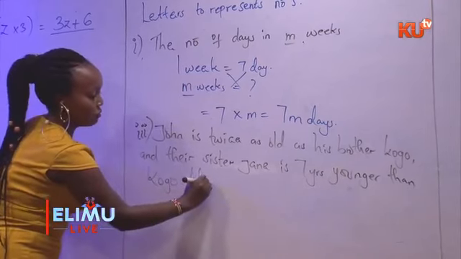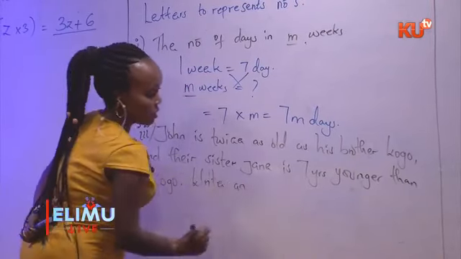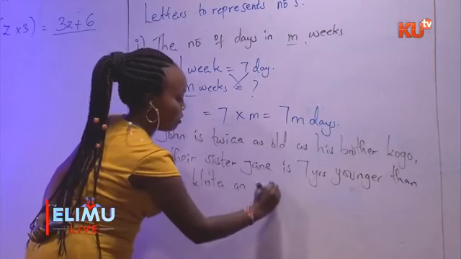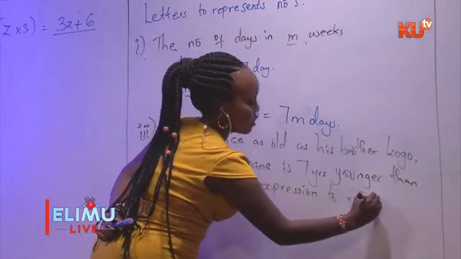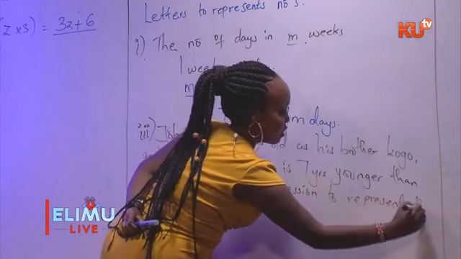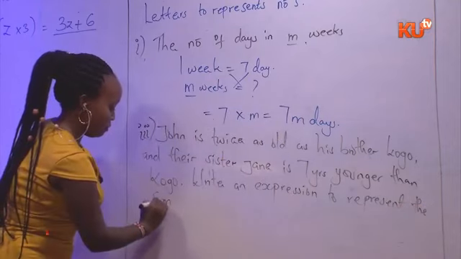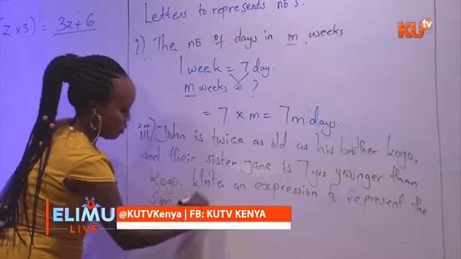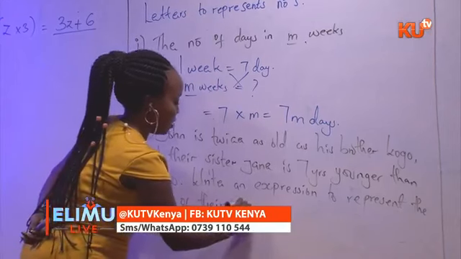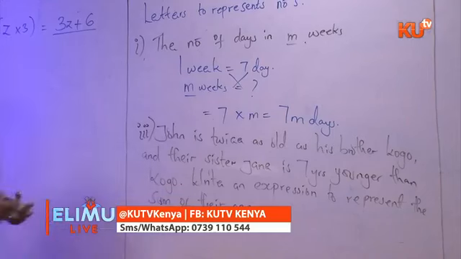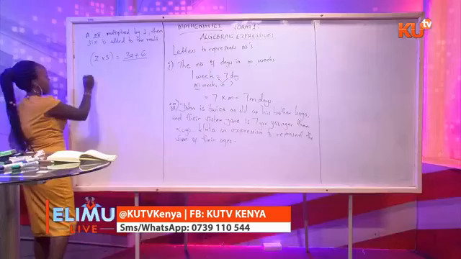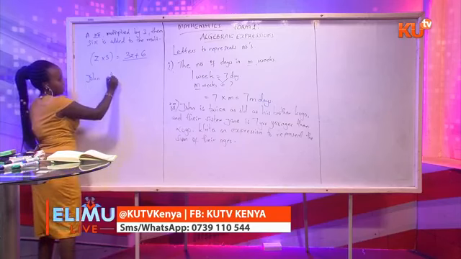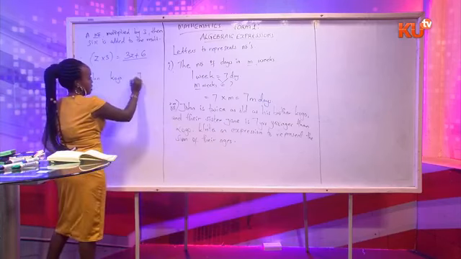We are supposed to write an expression to represent the sum of their ages. As you look at this question, we have three people. We have John, we have his brother Kogo, and their sister Jen. So let us see how we deal with this one.